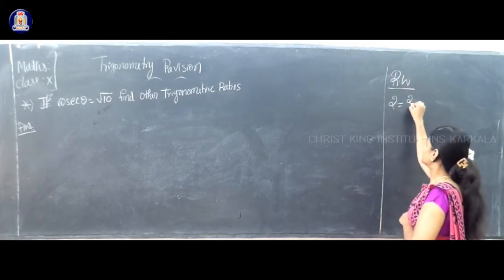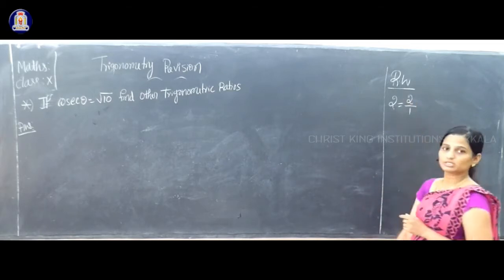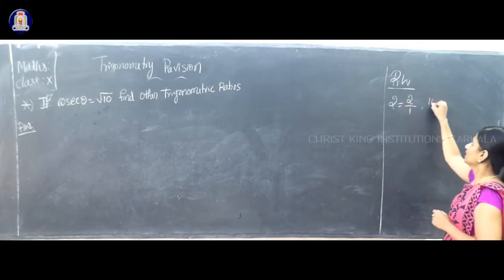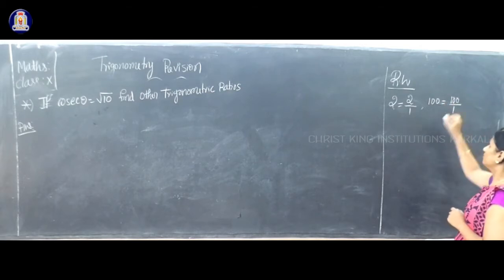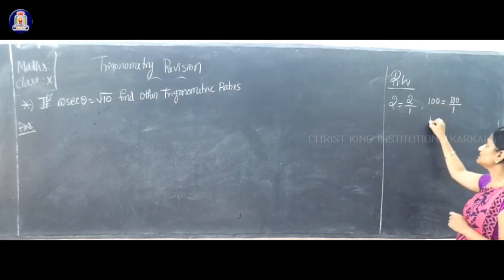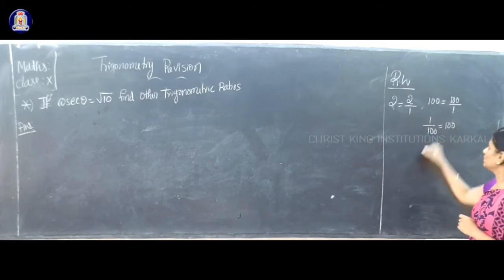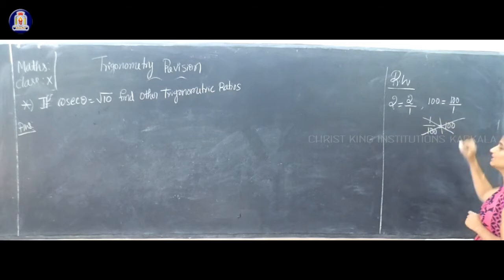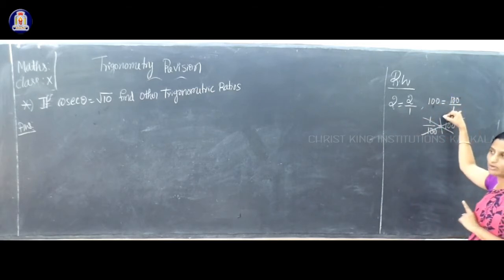2 we can write it as 2 divided by 1, right? So 2 divided by 1 is how much here? 2. Similarly, 100 is equal to what? 100 divided by 1. Can you write 100 as 1 divided by 100? Is it equal to 100? No, this is not equal. So we can't write in this form. But 100 we can write it as 100 divided by 1.